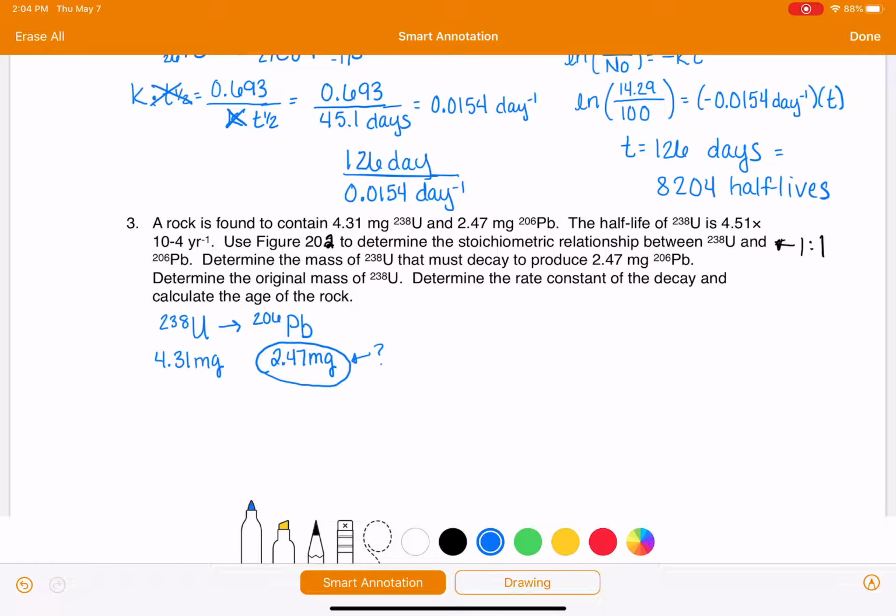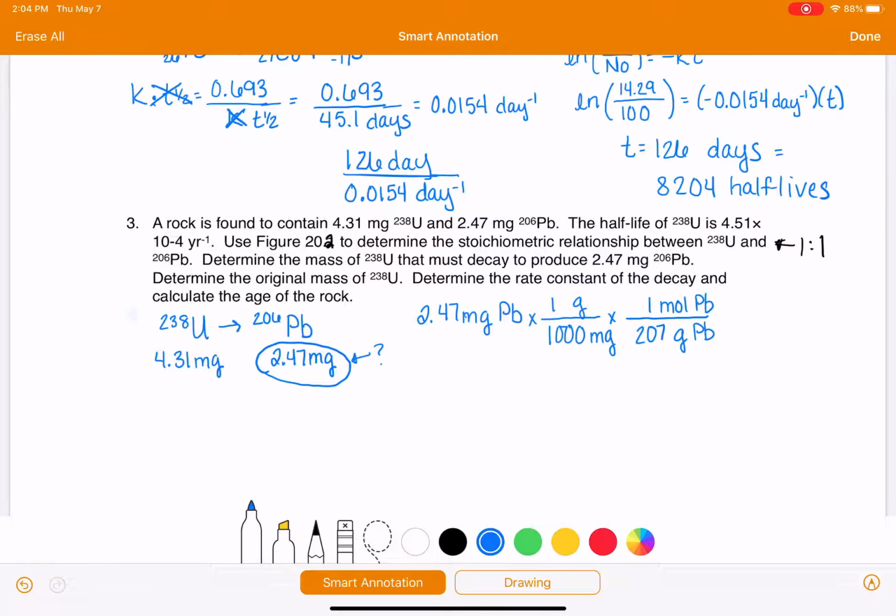Well, we know that the uranium and the lead are a 1-to-1 ratio, and so we can do a lead to uranium conversion the same way we would do any sort of stoichiometry. So we're going to start by writing the 2.47 milligrams of lead. We want to convert that into grams. 1 gram is 1,000 milligrams. We want to convert out of units of grams and into units of moles. So we're going to do a gram of lead to mole of lead conversion. Looking at the periodic table, lead is 207 grams per mole.